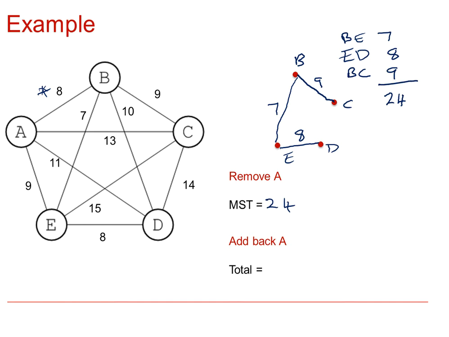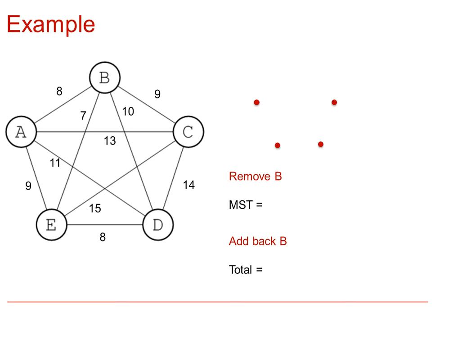I'm going to now add back A, and I want to choose the two smallest arcs connected to A to do this. Well, looking there, that's that 8 between A and B and the 9 between A and E. So I'm going to add that 8 and 9 to 24. And this will give me a total of 41 as a potential lower bound.